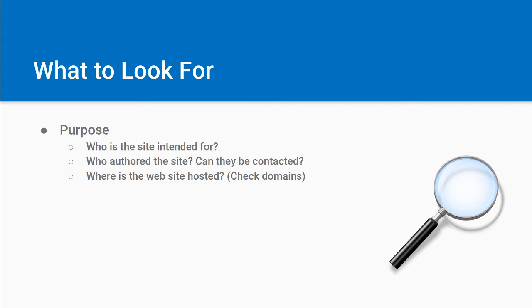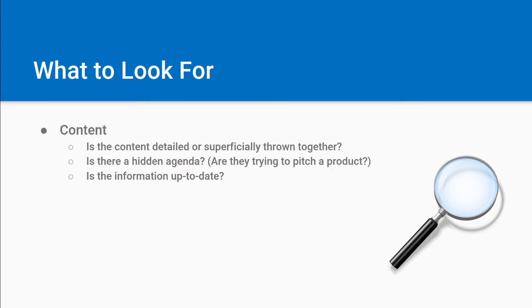So if you're looking at a website about cars, perhaps the intended audience is car enthusiasts or people looking to buy cars, especially if there are car reviews, right? Who authored the website? Can they be contacted? Make sure that you can find a way to contact the authors or even the publisher of the website. Finally, where is the website hosted? You want to check for domains, right? Domains like malepregnancy.com. Giving away a hint there. So that's one of the things you need to look for when it comes to purpose.